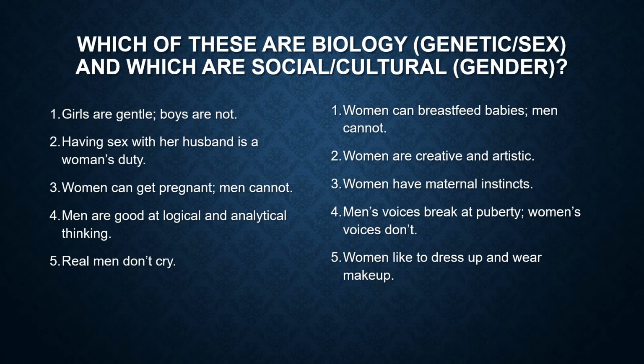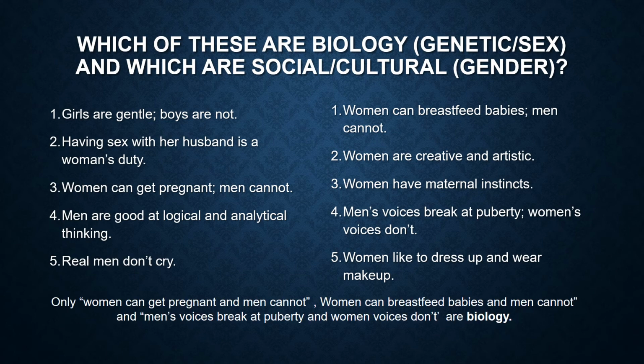So let's just do this quick activity then. Which of these are biology? So which of these are genetic and sex related, and which are social and cultural? So gender. So which of them are biological, as in we couldn't change them, and which are just ones that we construct around gender? Okay, so I'll let you read through them. You might want to pause the video here, and then I'll put the answers up.